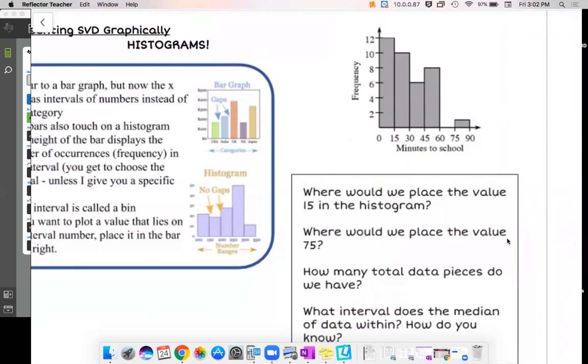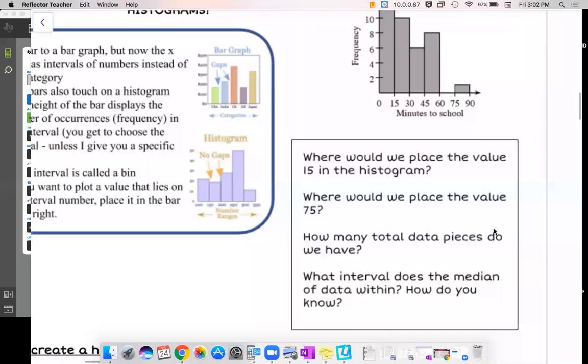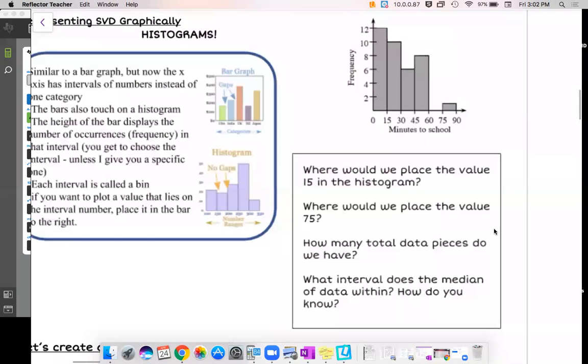Okay, so the first question is, where would we place the value of 15 in the histogram? So if it took someone exactly 15 minutes to make it to school, that's on the actual bar right here. And so what that does is the numbers that are on the bar, it always moves up to the right. So the 15 is actually going to be in the second bar. So 15 is going to be in this bar right here. Okay, and then so same question, where would we place the 75? So since you're on the bin width right there, it's going to go in the second category. So this is actually going to be in the fifth bar.